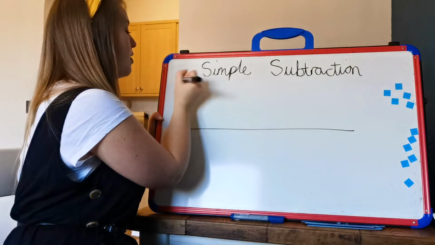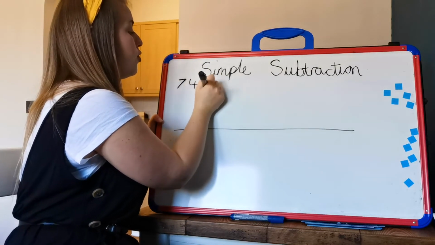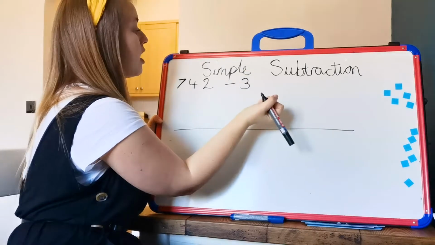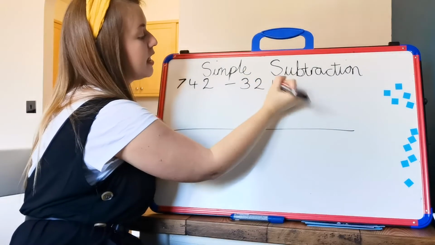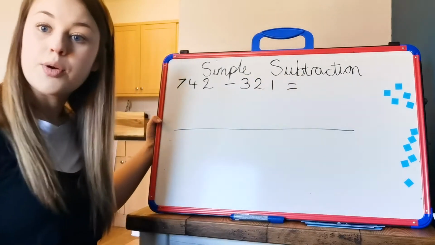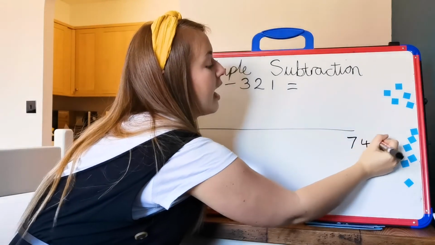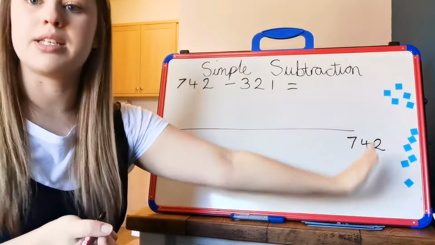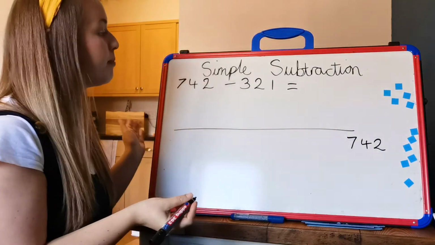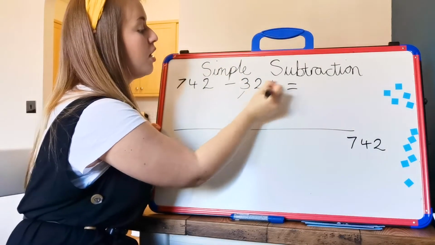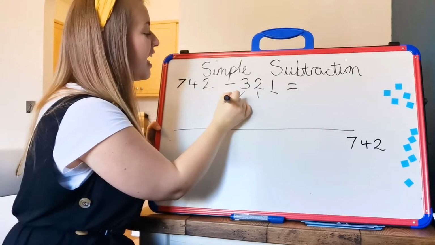So we're going to start with 742. So from 742, I want to take away 321. So I start with my 742. I'm going to start it at this end because that's where I would naturally count back on a number line. Then I need to partition. So, 3, 2, 1, I didn't even notice.